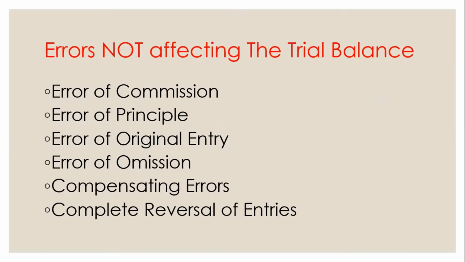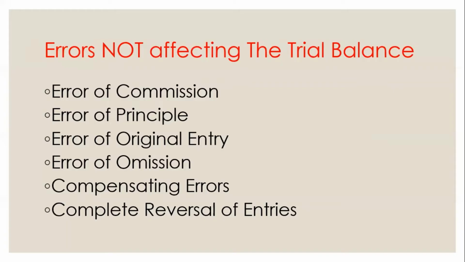All right. So we have about 6 errors here that, if they exist, will not affect the trial balance. What that means is that the trial balance will still balance. You will still feel that everything is all right and you will be happy, right? But the errors will be there, right? And so you need to know the errors first and foremost, and then you need to know how to correct the error if you are presented with a situation like this.